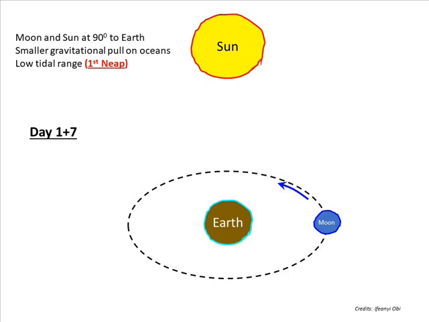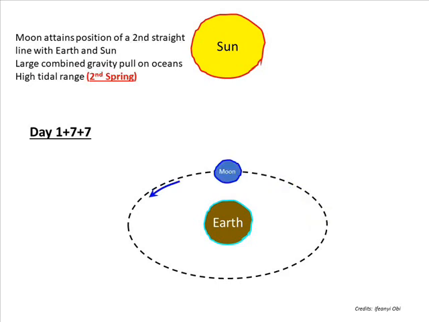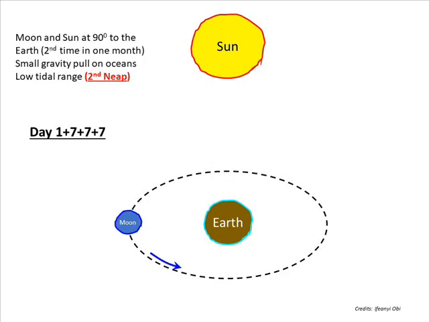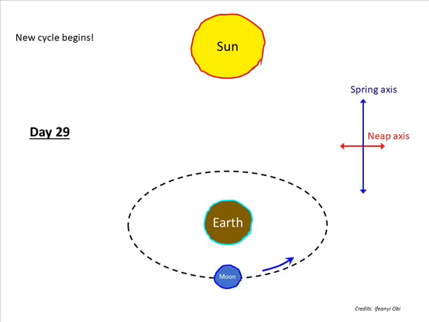And then 7 days again down the lane, we have a repetition of the straight line pattern, and that will be our second spring. And then we have the second neap when the moon completes the last 90-degree lap. So overall, each time the sun, the Earth, and the moon are all in a straight line, we have the strongest pull on the Earth, and that means we have the spring tides. And when the sun and the moon are at 90 degrees to the Earth, we have a smaller gravitational pull, and that will be the neap tides.